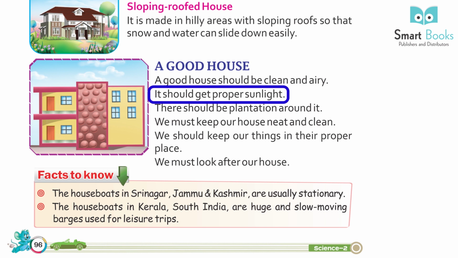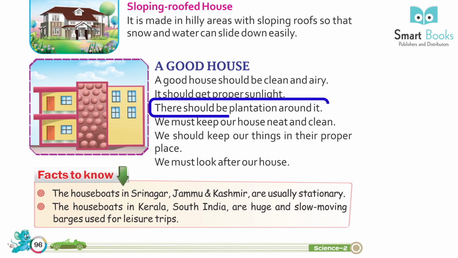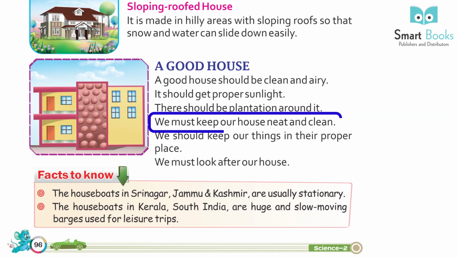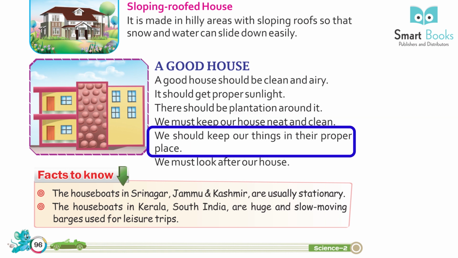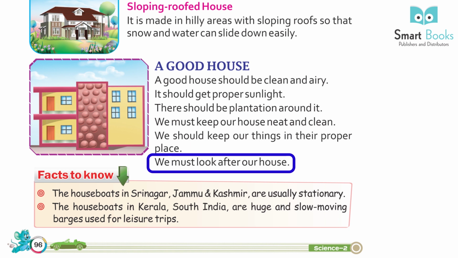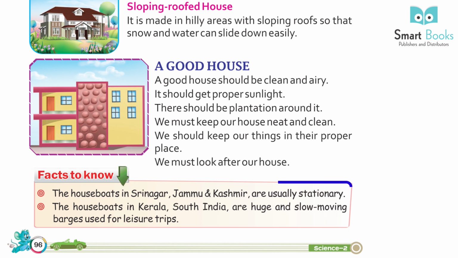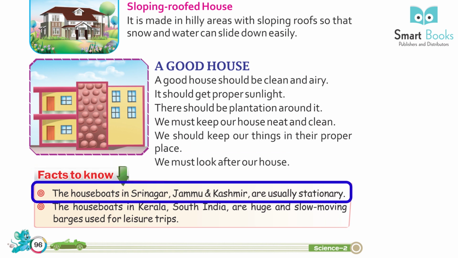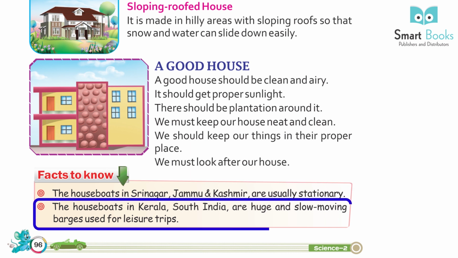It should get proper sunlight. There should be plantation around it. We must keep our house neat and clean. We should keep our things in their proper place. We must look after our house. Facts to know: the houseboats in Srinagar, Jammu and Kashmir are usually stationary. The houseboats in Kerala, South India are huge and slow-moving barges used for leisure trips.